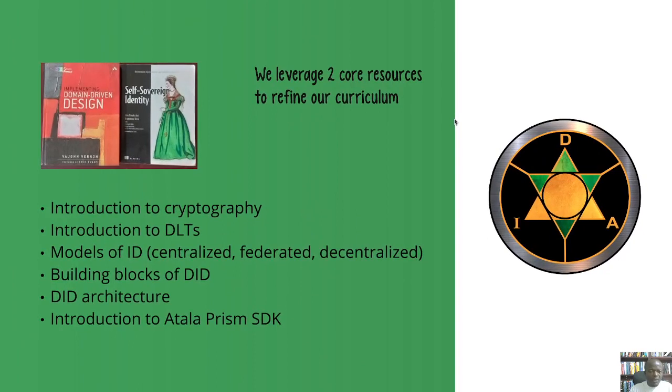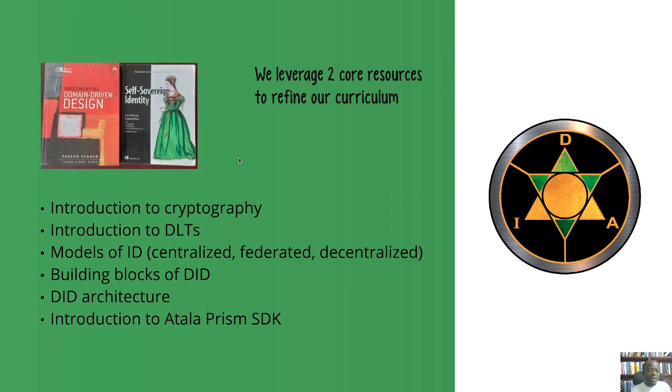So it all started with a curriculum, and here we leveraged two core resources that allowed us to refine the curriculum we suggested at the time of proposing this project on Project Catalyst. And those two resources, as you can see in the picture here, are Implementing Domain-Driven Design and Self-Sovereign Identity. Implementing Domain-Driven Design was really about picking one example, taking advantage of the architectural aspect that we have in this book, and also the fact that it talks specifically about the notion of identity and access management, which is strictly related to the concept of identity.